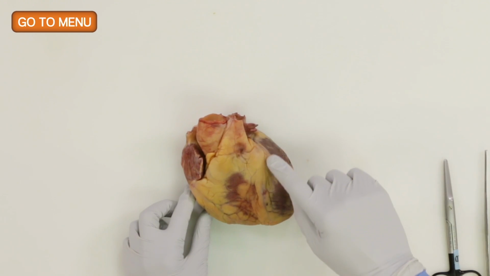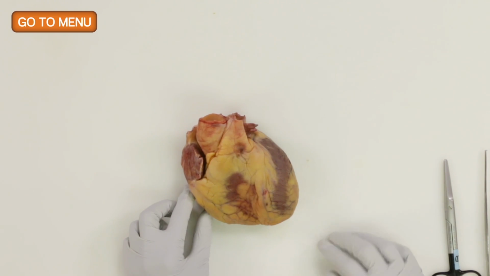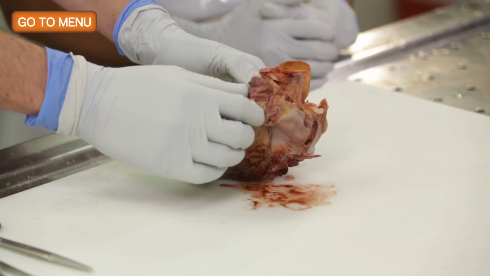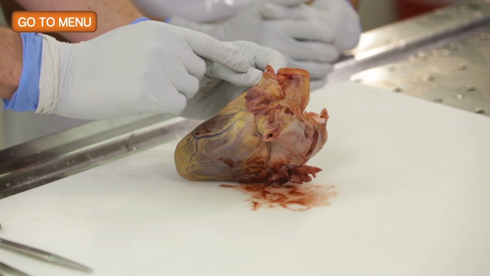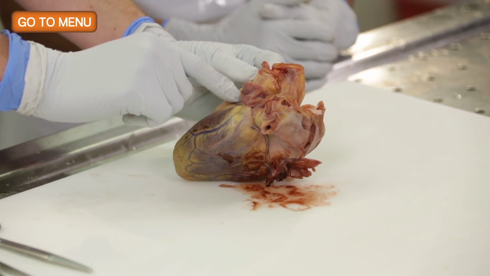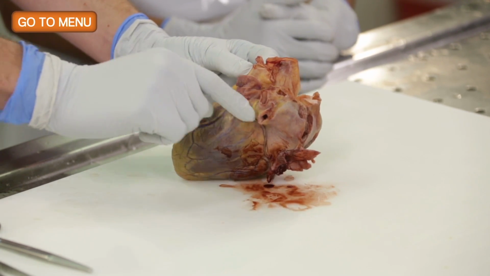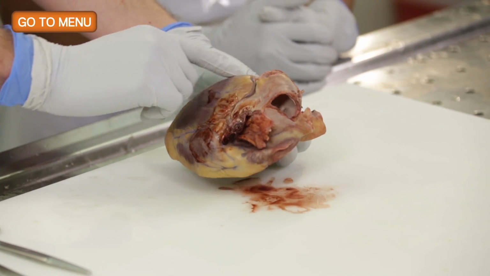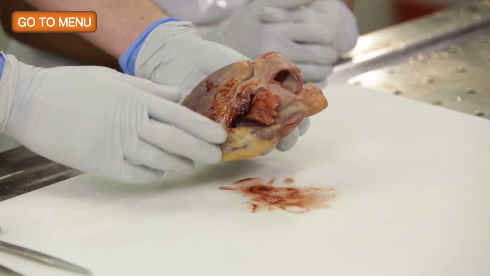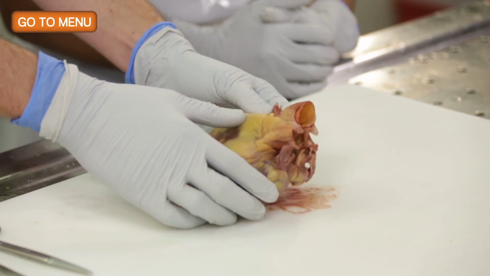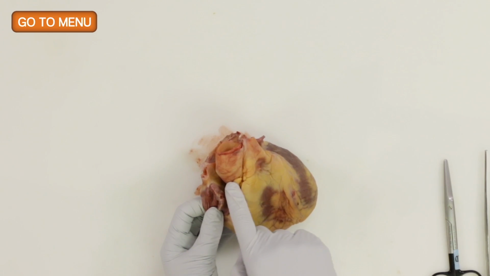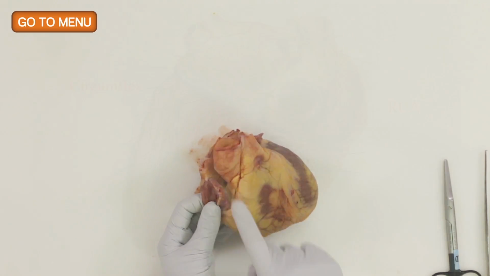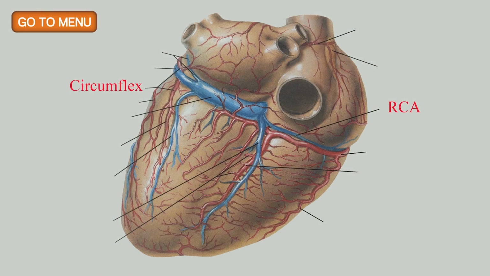If you follow the LAD back up to where it meets the aorta, and we're going to reflect the pulmonary artery away, then we can see where the circumflex will come off, and the circumflex will go in this direction towards the posterior surface of the heart through here. The right coronary artery also comes off of the aorta in this distribution, and it also goes along the lateral border to the posterior side of the heart.